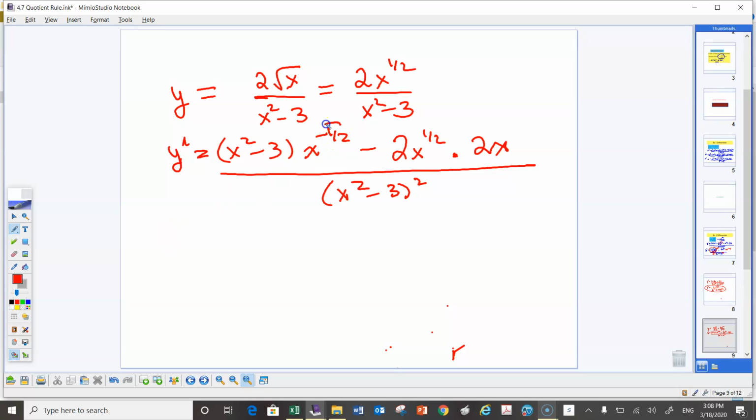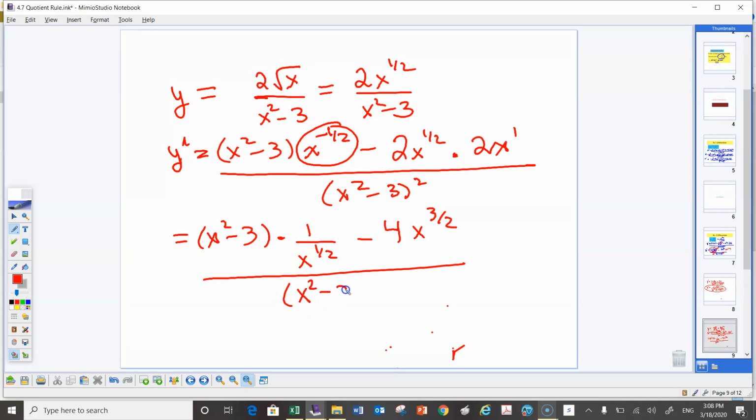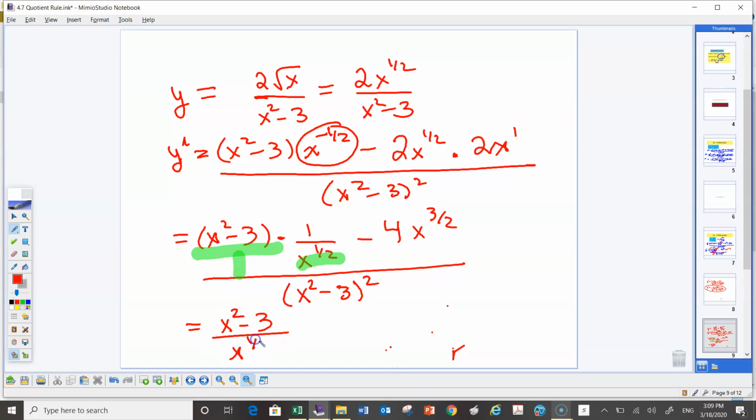So again, this guy right here can be really written as the following. So it's going to be x squared minus 3 times 1 over x to the positive 1/2, minus 2 times 2 here is going to be 4. X to the 1/2 times x to the first would be x to the 3/2. And this is still all over x squared minus 3 all squared. So let me just clean this up here. Now this guy here is just going to slide underneath this here because there's a 1 here. I'm going to multiply those two together. So I'm going to end up getting x squared minus 3 over x to the 1/2.